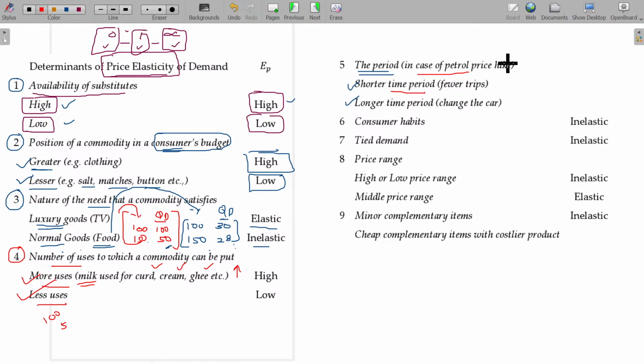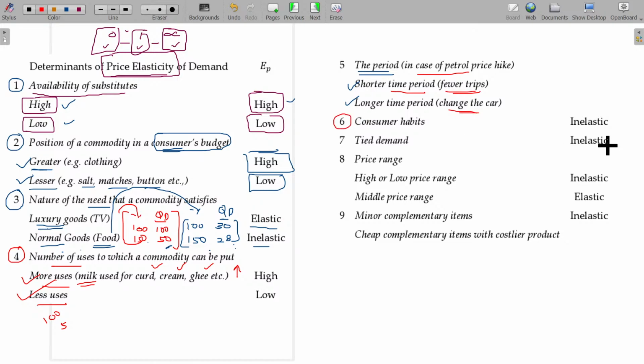Then for the temporary period, you just use a lesser quantity. So you use your car only for fewer trips rather than always using the car. And for a longer time, you will shift yourself from a petrol-driven car to an electric car or some other alternate-energy-driven car. So you can shift there. That will come under change in car. It's also one of the factors that influence the price elasticity.